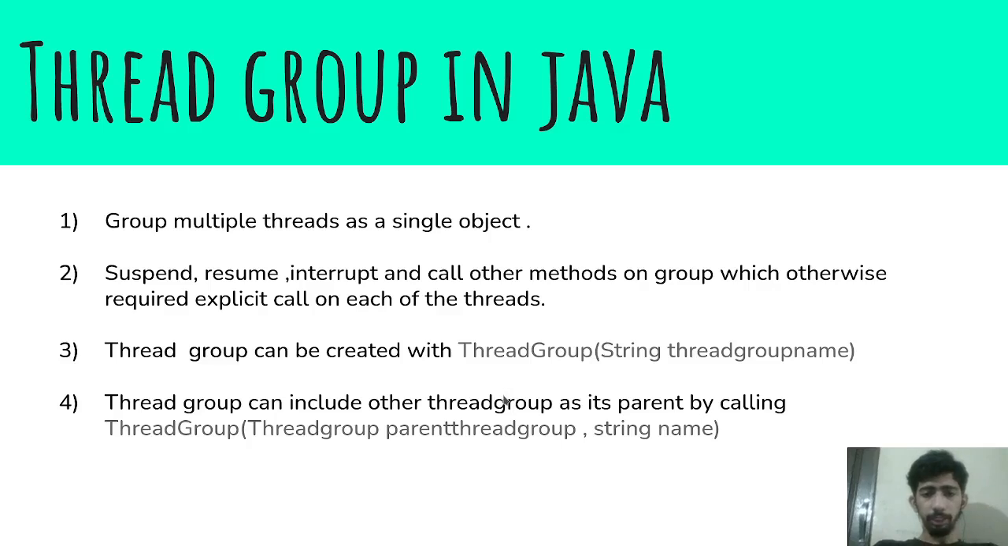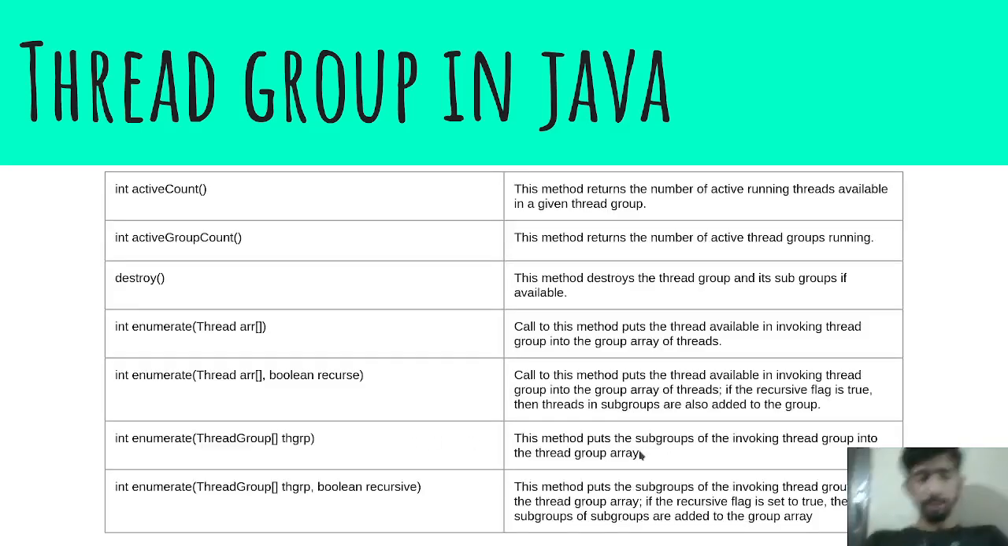A thread group can include another thread group as its parent by calling ThreadGroup with the parent thread group and the name, where the name is the name of the thread group which we are creating. So these are some of the methods of thread group. Active count just returns the number of active running threads in a given thread group. Active group count returns the number of active thread groups running. Destroy destroys the thread group and its subgroups if available.